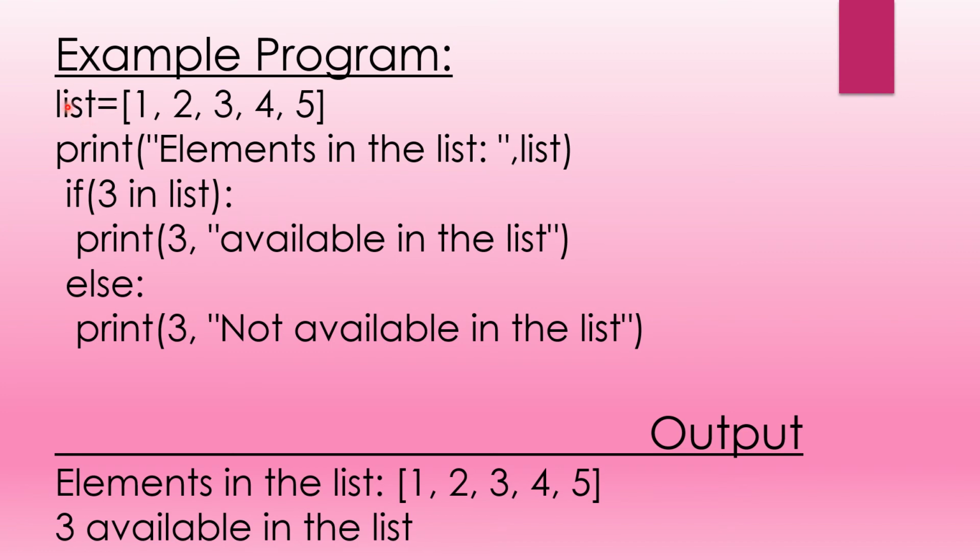Let us see the example. List is 1, 2, 3, 4, 5. Print element in the list. If 3 in list, print 3 available in the list. Else, print 3 not available in the list. Here 3 in list is given, so you can see 3 is in the list. First, it will print this element in the list, and the list is given, so this will be printed here: 1, 2, 3, 4, 5. The condition is given, if 3 is in the list, yes 3 is in the list, so it will print the first condition, 3 available in the list. You can understand through this program.